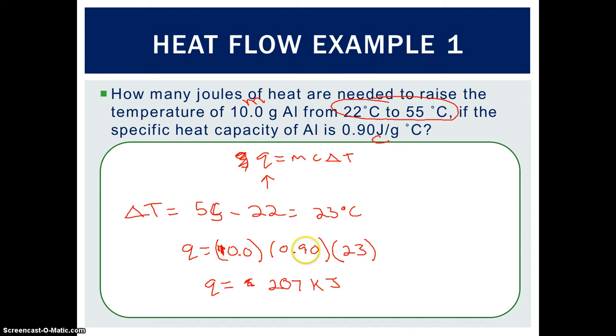So 10 times 0.9 times 23 gives me 207, not kilojoules, sorry, just joules. 207 joules, because the unit of energy comes from the unit of energy in my specific heat here, which is joules.